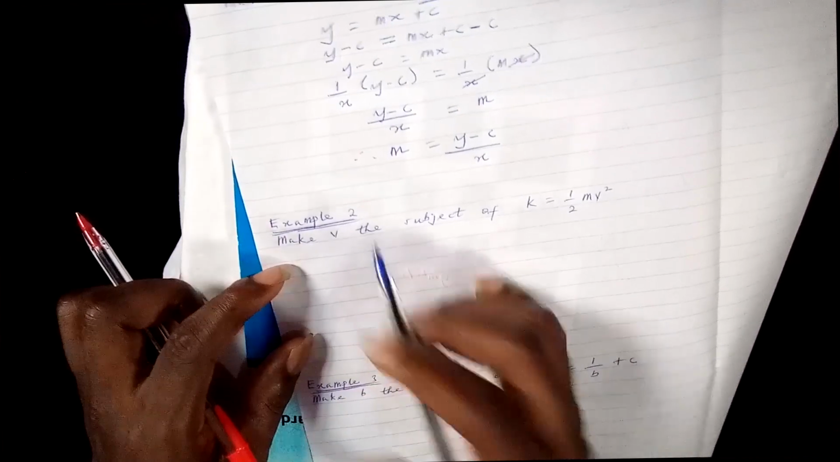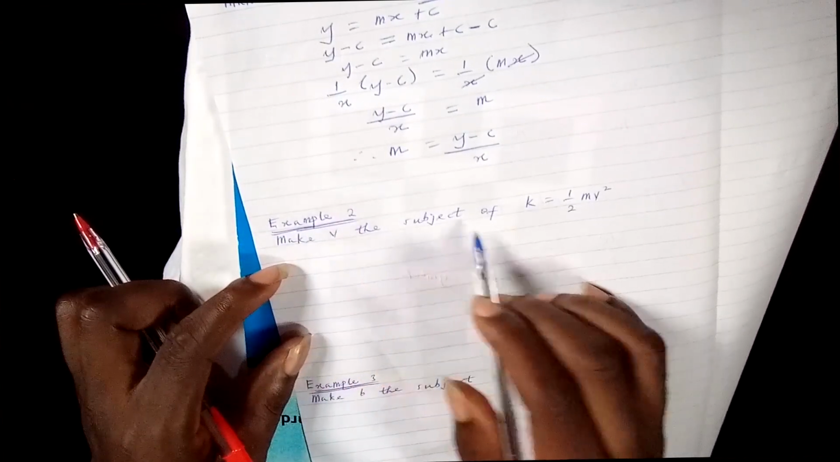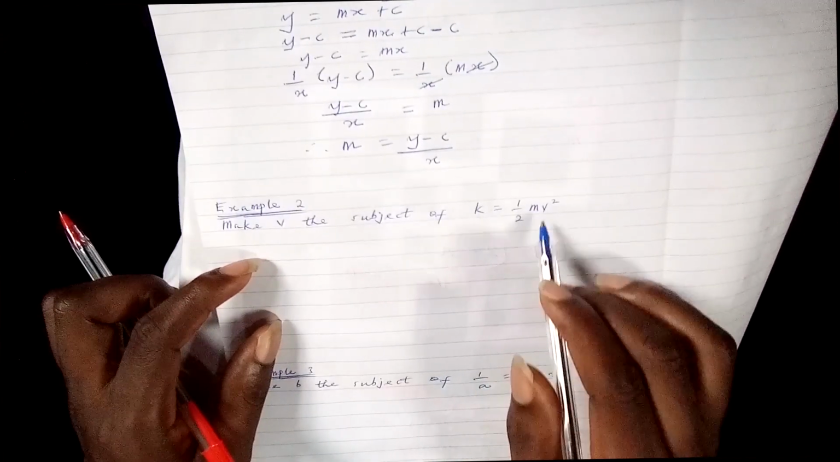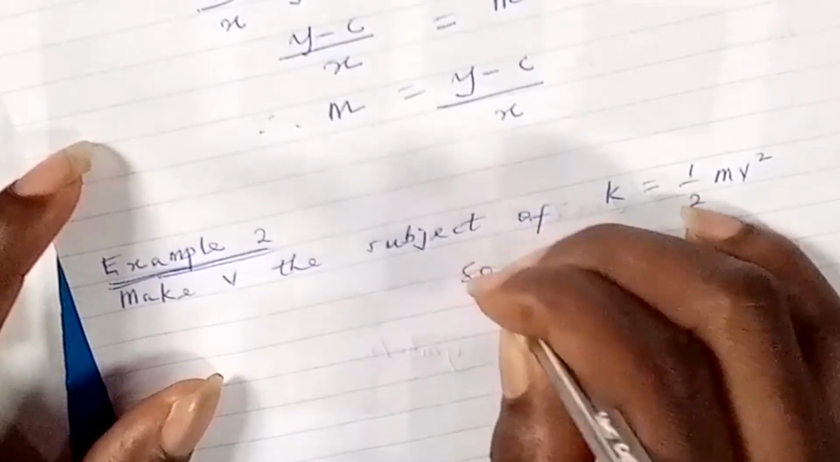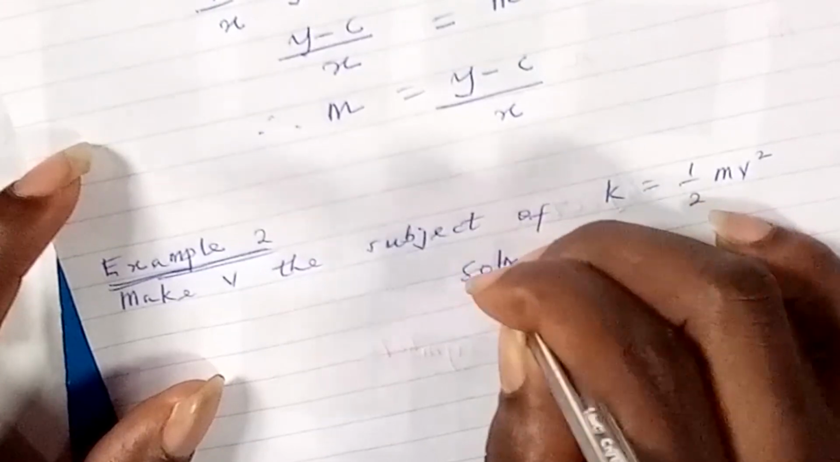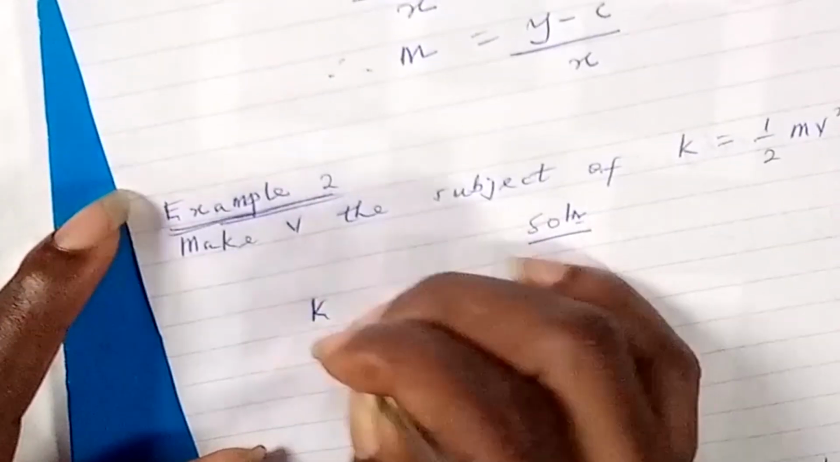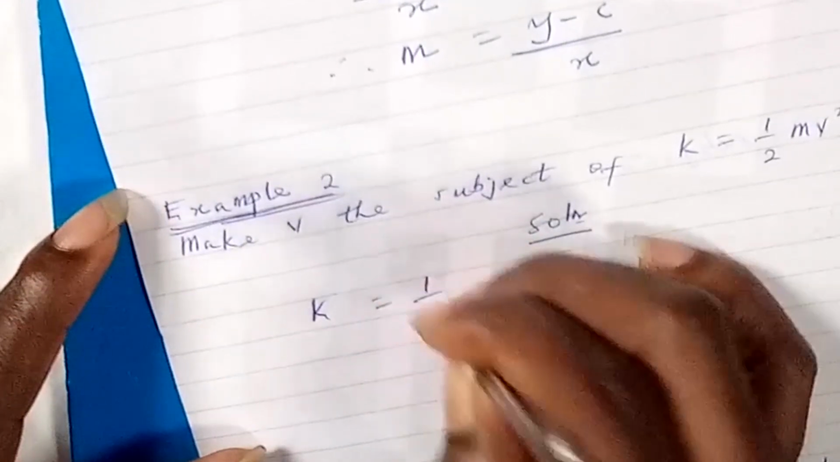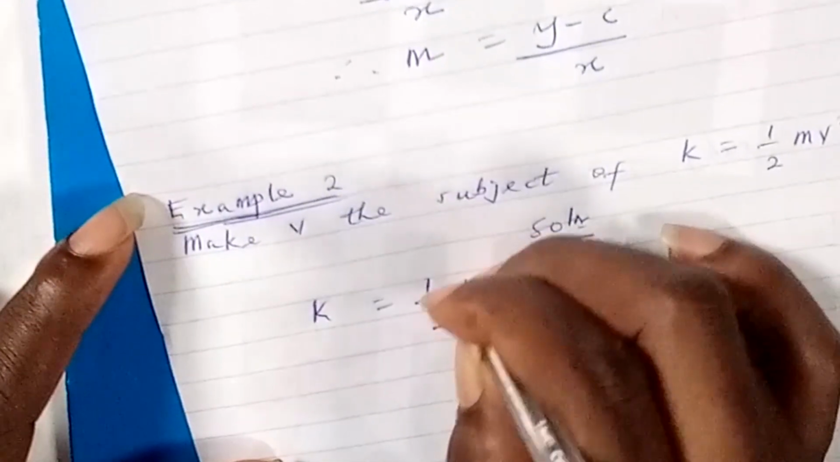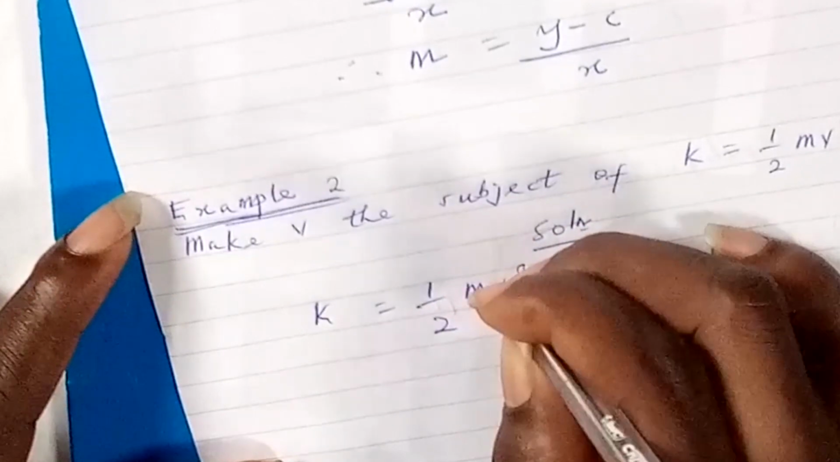Let's consider example 2. For this case, we are trying to make V the subject of K equal to 1 over 2 mv square. Now, to solve this question, let me repeat it. K is equal to 1 over 2 mv square.